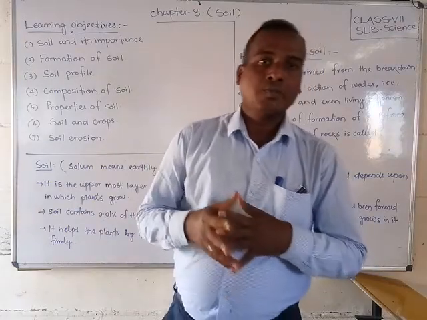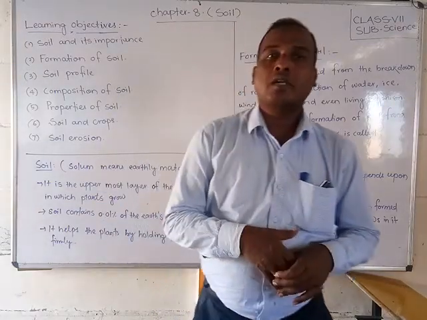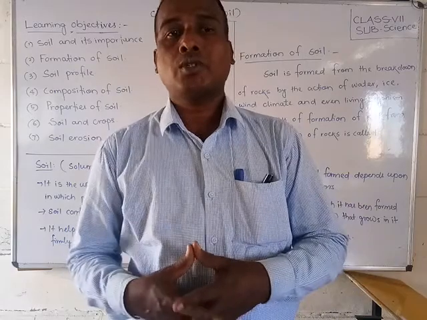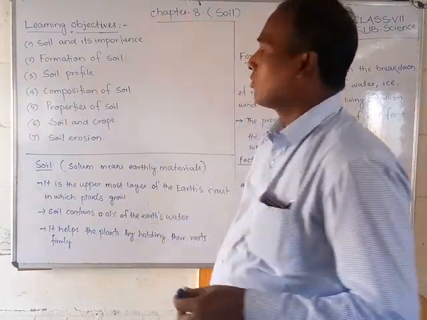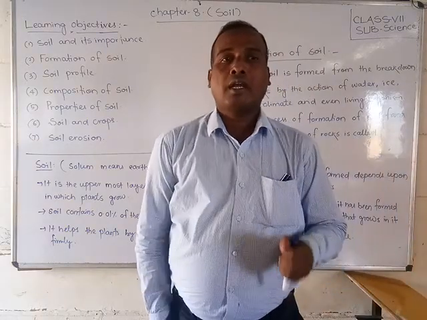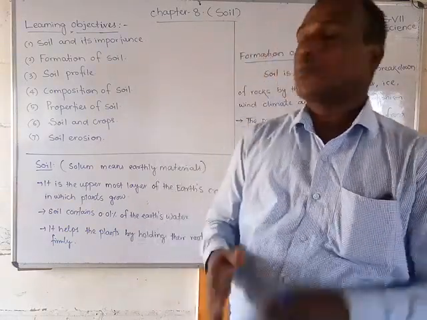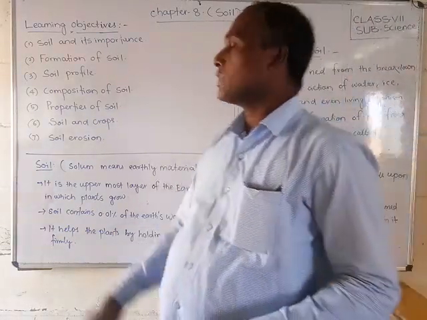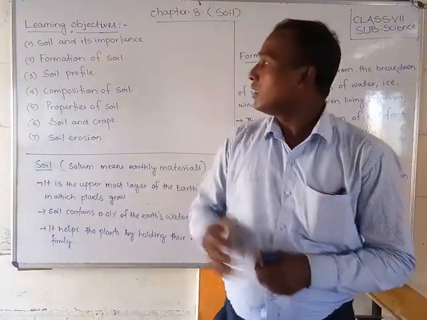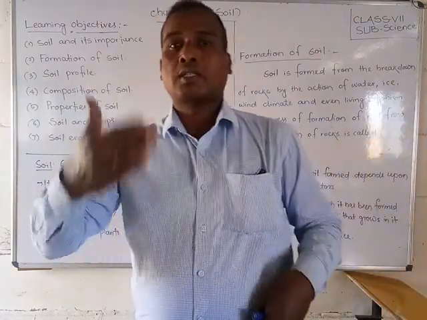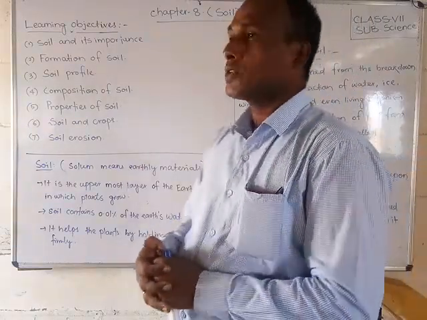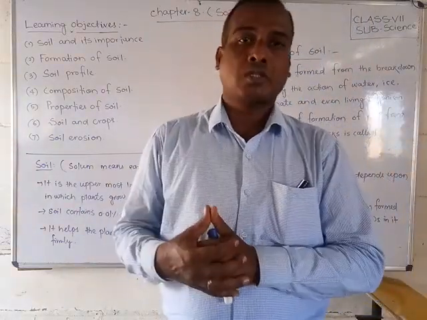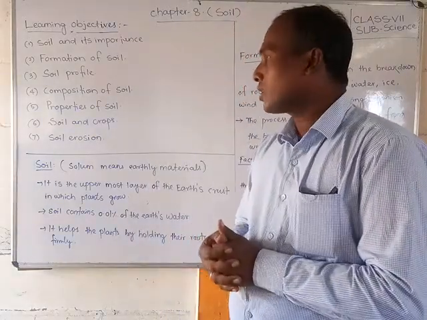Before going into the chapter, we will discuss the learning objectives of this chapter. First of all, we will study soil and its importance: what is soil and what is its importance. Second, the formation of soil, how the soil is forming. Third, soil profile, the different types of soils and their ranges, the composition of soil, how it is made up, and the properties of soil.